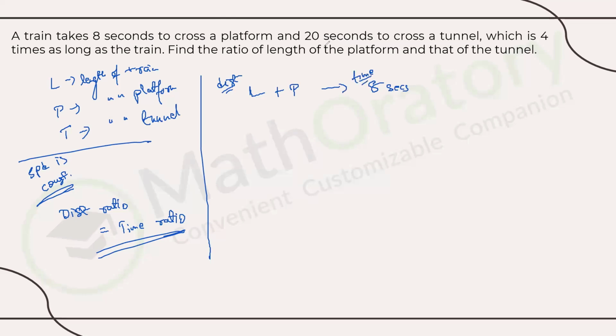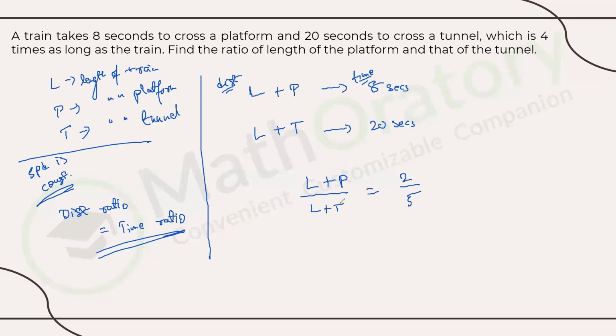Now, in the second scenario, we have the train covering the tunnel. So this much distance, its own length plus the length of the tunnel, and does so in 20 seconds. So the distance ratio should be the same as the time ratio. So we have (L plus P) by (L plus T) equal to 8 by 20. You can reduce it to 2 by 5.